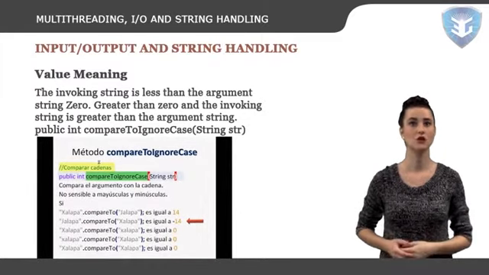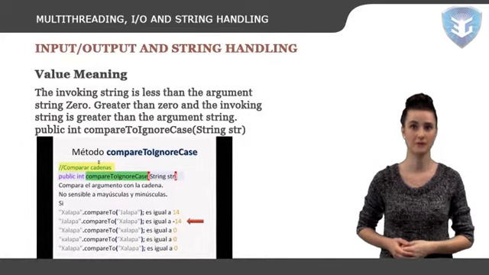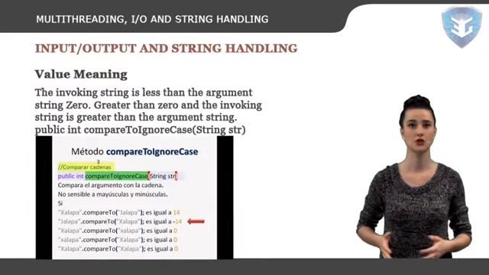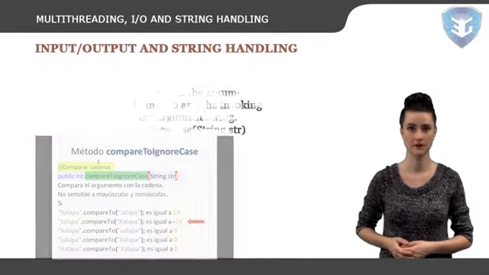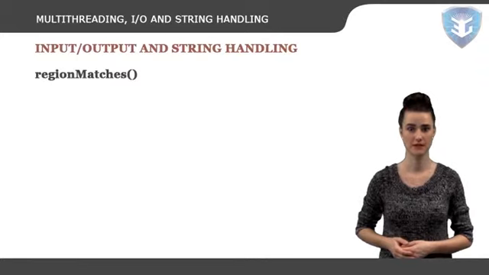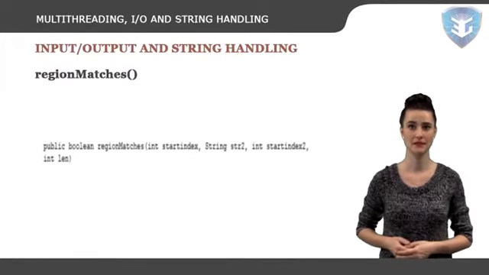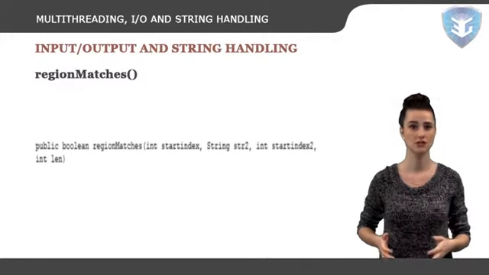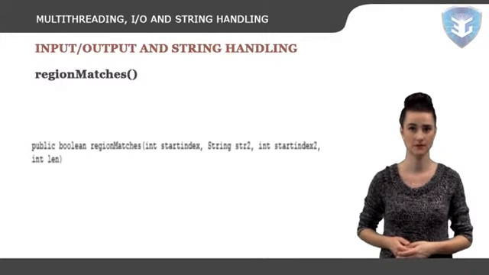The String class also has the compareToIgnoreCase method that compares two strings without taking into consideration their case difference. The signature of the method is as shown here. Region matches method. The regionMatches method is used to check the equality of two string regions, where the two string regions belong to two different strings. The signature of the method is as shown.